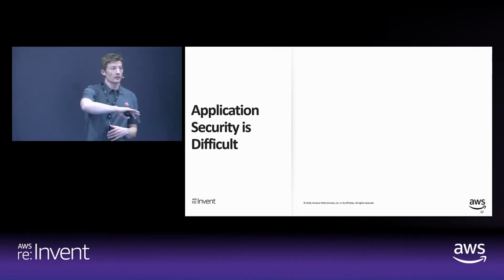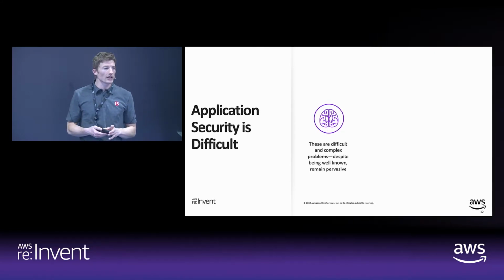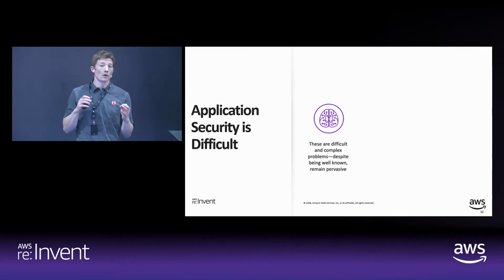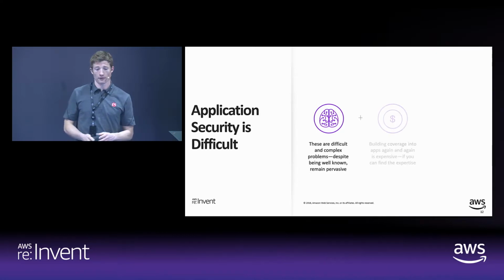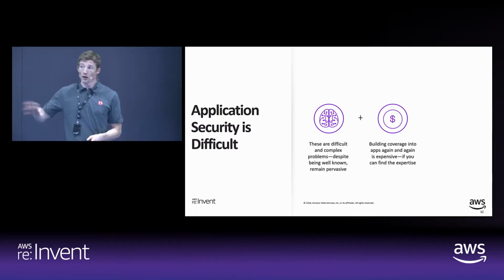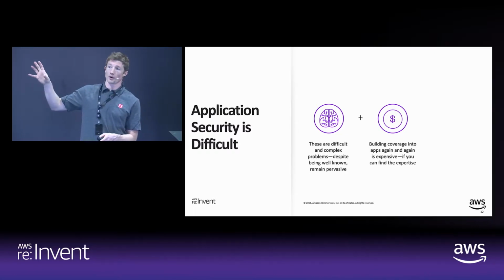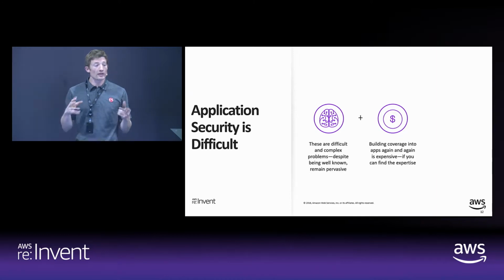Well, let's take a step back. Why are we still talking about and still seeing these issues? Again, it's because they're difficult and complex problems. Despite being well known, well dissected and well reported on, they're pervasive. They're still huge problems today. They're tough. And building coverage into your applications for all of those 14,000 CVEs reported in 2017 alone, and for all of these unknown injection risk areas, it's expensive.